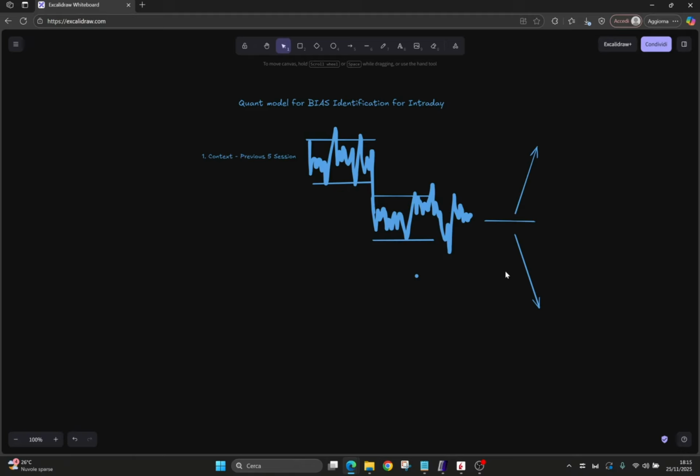There is Patrick saying 50%. I look at skew. Okay, I'll explain my model to you. It's a really objective model, so there is no discretion in this.